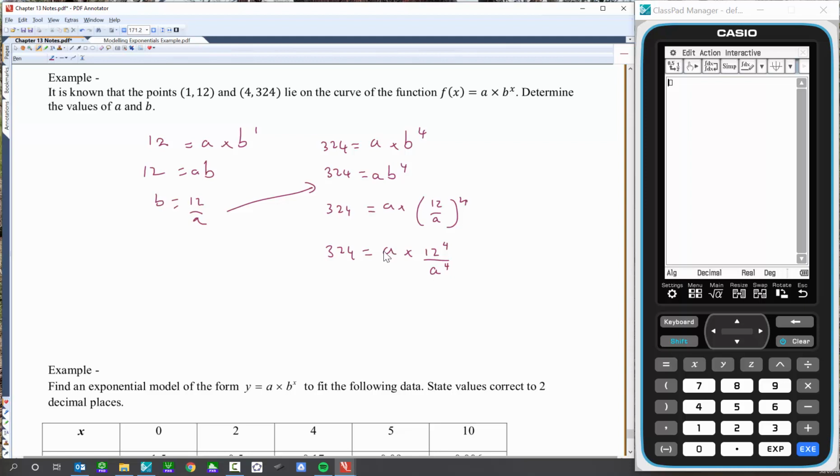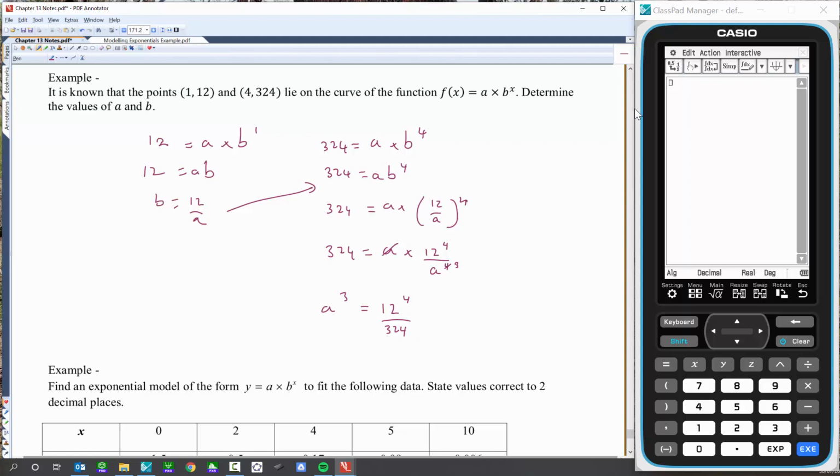Now, what's going to happen is that will cancel with that, leaving us with a to the 3. What I'm going to do is throw a to the 3 over there and say that I've got 12 to the 4 over 324. All right, now, what is 12 to the 4? Okay, that's the hard part. Second part then is the fraction will simplify down, and then we're going to have to third root both sides.